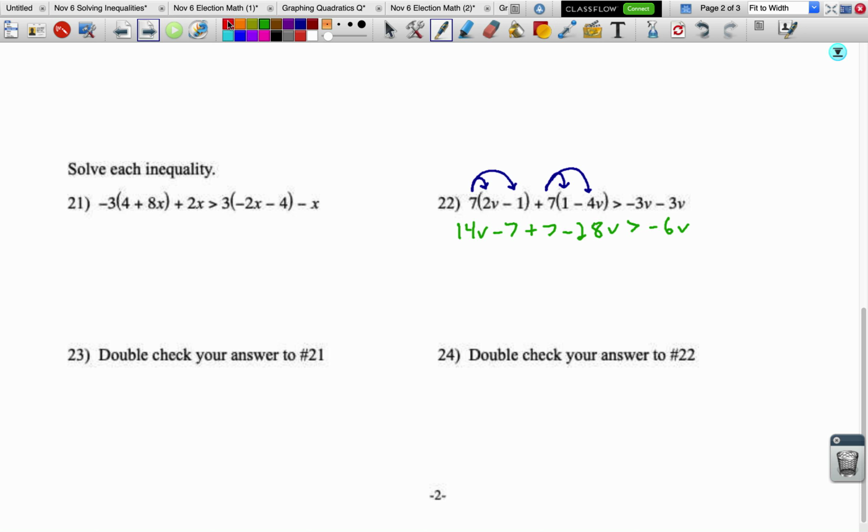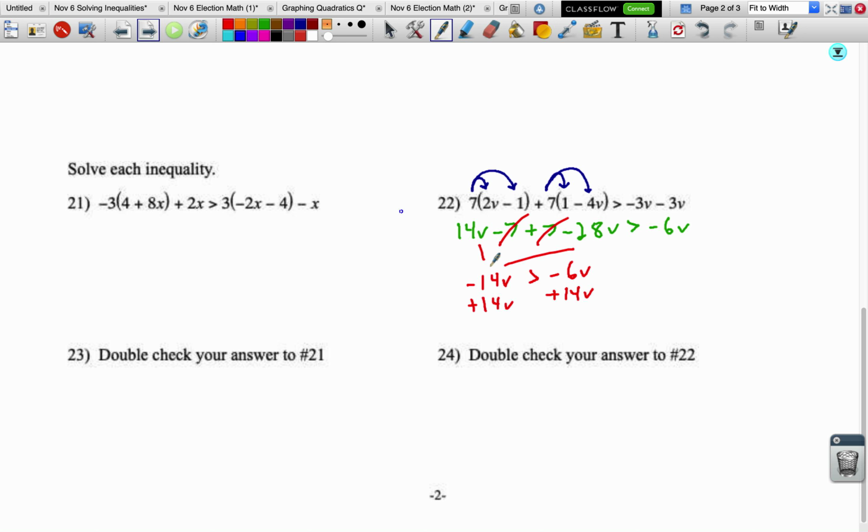All right, let's keep going with combining like terms. The 14v and the -28v, they can combine to be a -14v. And the 7 and the -7 combine, but they exactly cancel each other out, so I'll just cross them out. So -14v is greater than -6v. Let's move the smaller one. I'll add 14v to both sides.